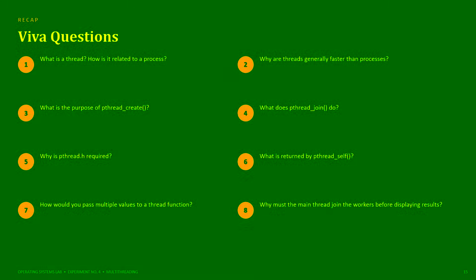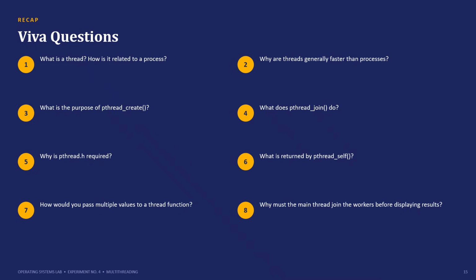Okay, we have completed our experiment. Now let us do a quick recap using some important Viva questions. Please try to answer these yourself before checking the answer in your record. What is a thread and how is it related to a process? Why are threads generally faster than processes?